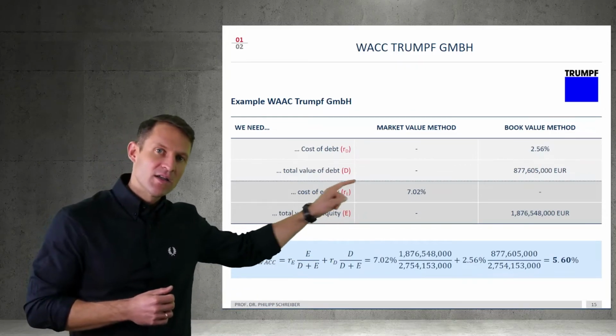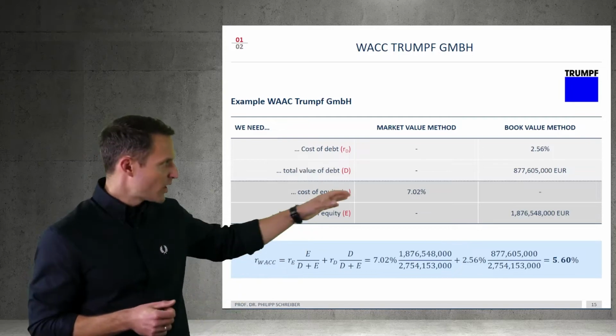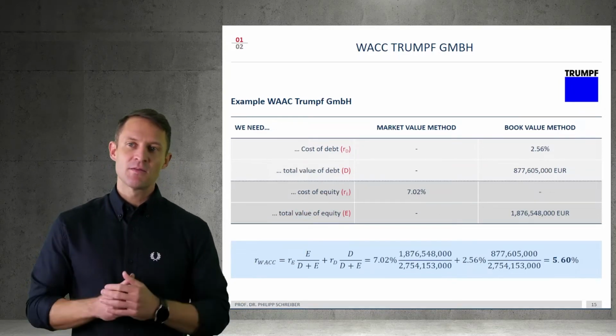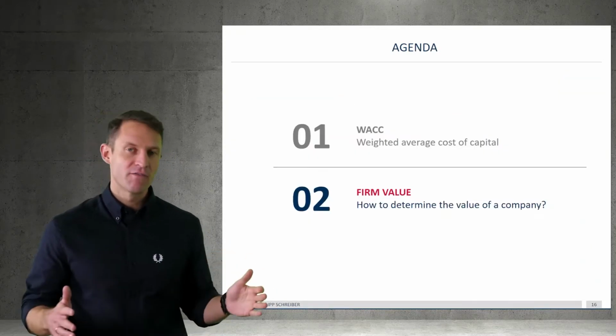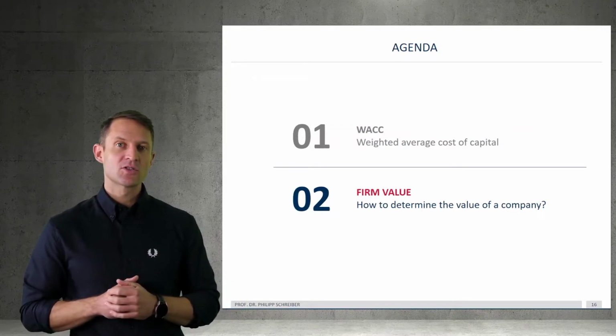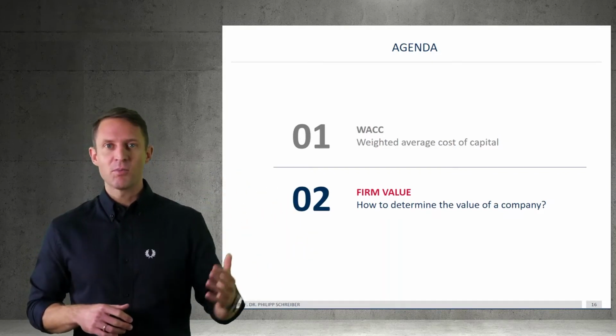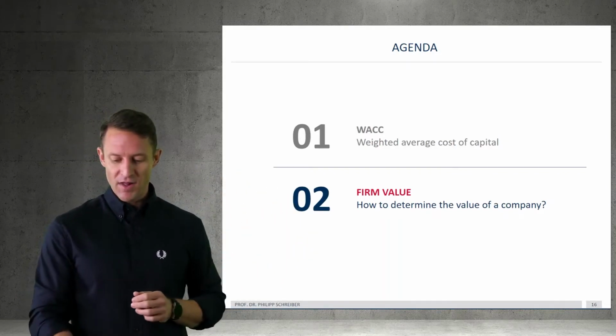This number is an input factor for every investment decision you take. Weighted average cost of capital. And it's an input factor for calculating firm values. That's why we had to cover the weighted average cost of capital chapter first, because now we will see how we can apply it to calculate the value of a firm.